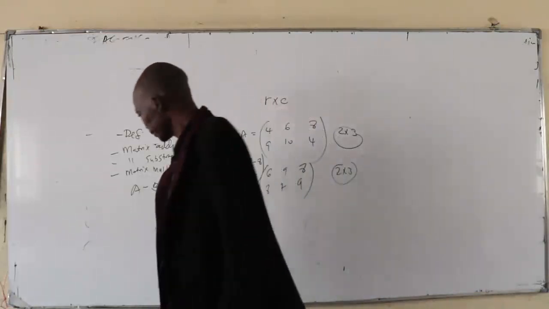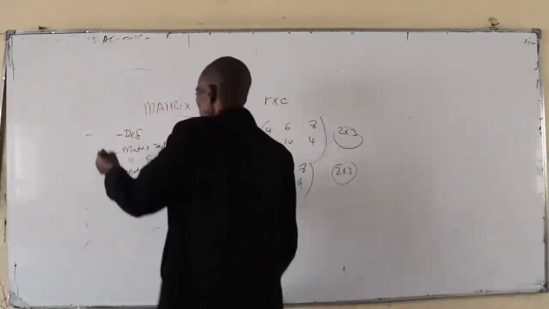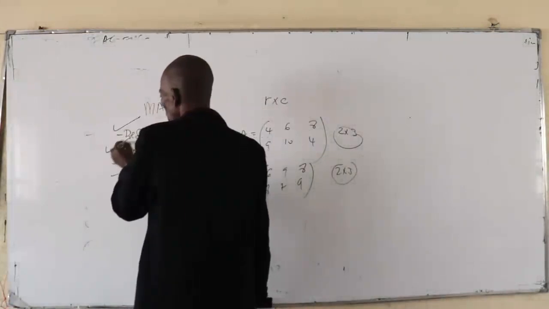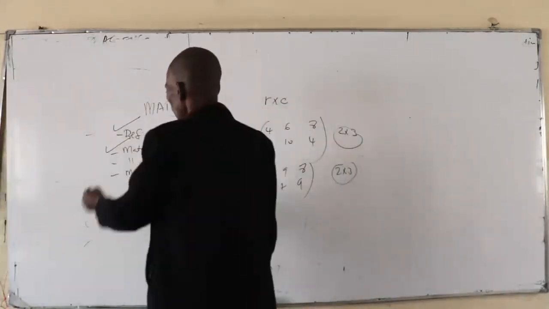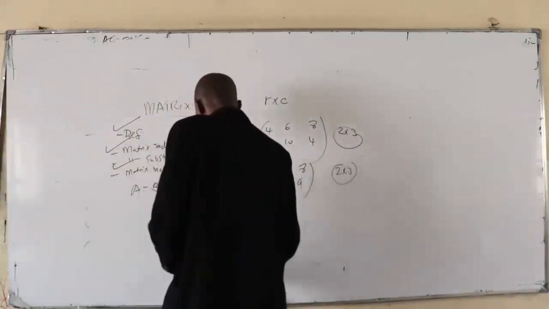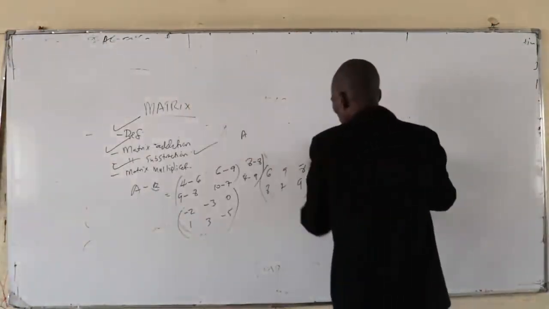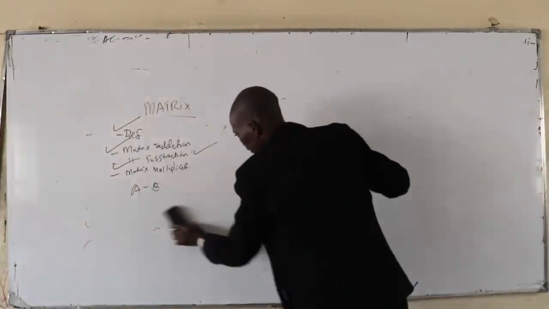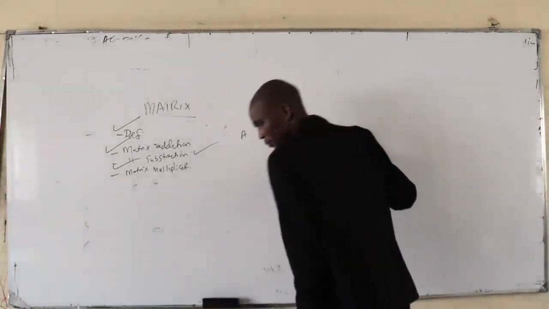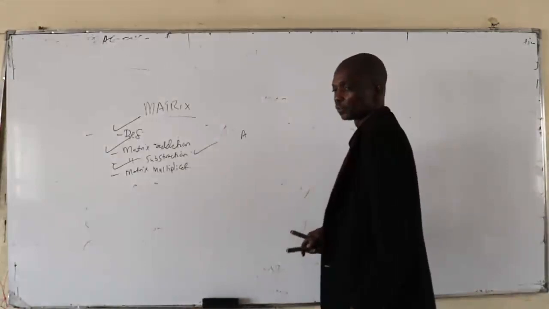We proceed to the next item. So we have understood what a matrix is. We have understood how to go about adding matrices. We have understood how to do the subtraction of matrices. We proceed to multiplication of matrices. How do we go about it?